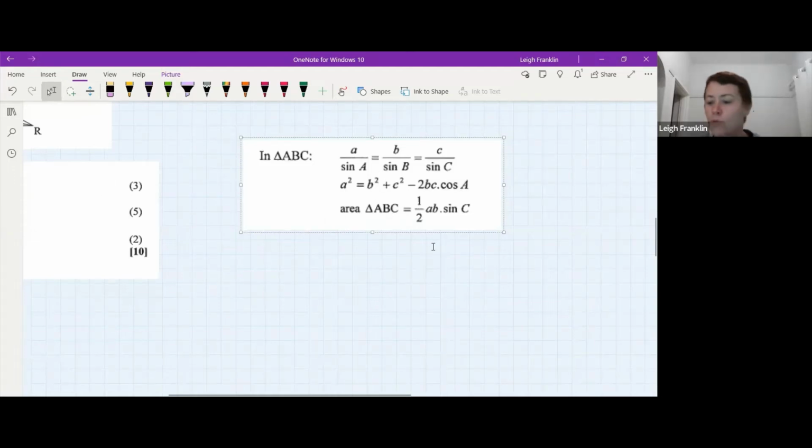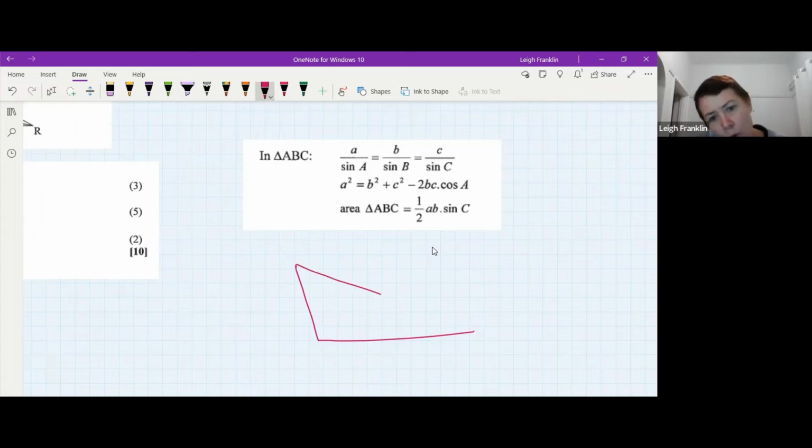Now, the sine rule is used in a situation where a triangle is, first of all, not right angled. And second of all, we've got information about an angle and a side that it is opposite from. So when I talk about opposite, if I've got this angle over here, it is opposite that side.